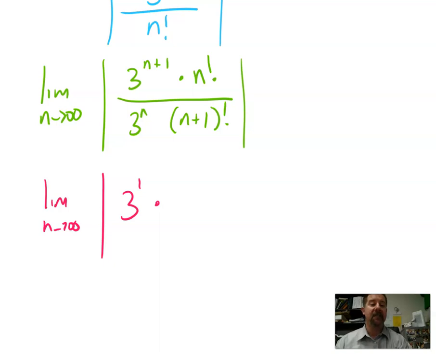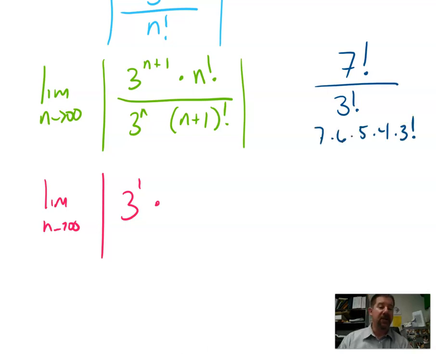Now to simplify the n factorial part, I'm going to do a quick factorial review off to the side here. If I wanted to simplify 7 factorial over 3 factorial, what you would do is start with the bigger number, the 7 factorial, and write it out till you hit the smaller one. So 7 factorial could be written as 7 times 6 times 5 times 4 times 3 factorial over 3 factorial, and then the factorials would kill each other off. So this would just be 7 times 6 times 5 times 4.